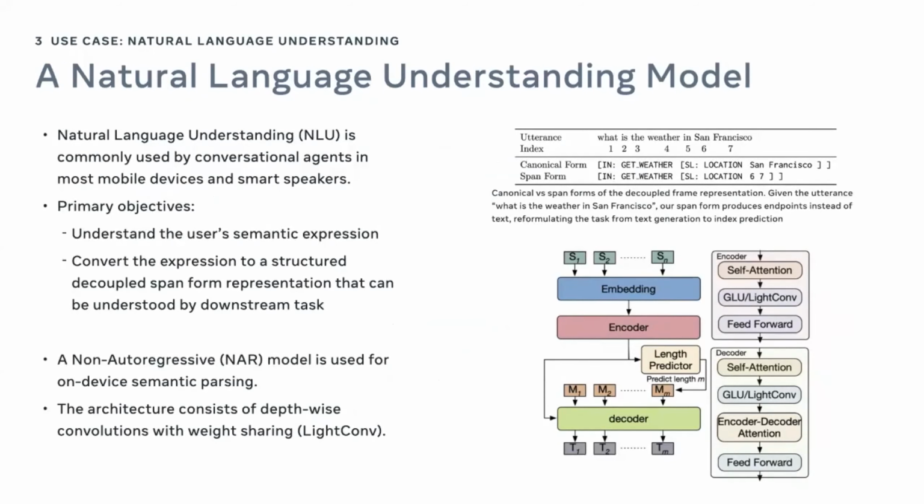All right, so jumping into the actual application that we're looking at here, which is a natural language understanding model. These are commonly used by your various conversational agents in mobile devices and smart speakers. The objective here is to understand the user's semantic expression and then convert that into a form that can be used in downstream tasks. The model that we use here, you see a diagram on the right, is a non-autoregressive model. And the architecture is depth-wise convolutions with weight sharing. The details here aren't super crucial.